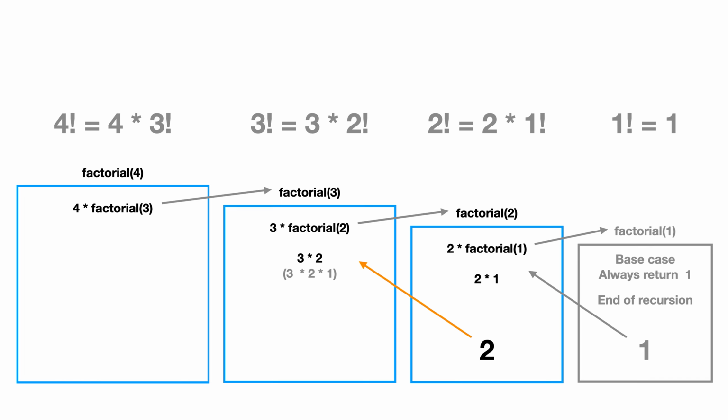Then we return 2 up the chain again. We replace factorial of 2 with 2. So now we have 3 times 2, or 3 times 2 times 1, which is 6. Then we return this value up to the function that called it. And we have 4 times 6. But if we looked at the logic that got us here, it was 4 times 3 times 2 times 1, which is exactly the factorial. So 4 times factorial of 3, recursively call these functions. Then they started returning their solutions up to our original call, which gives us the solution of 24.